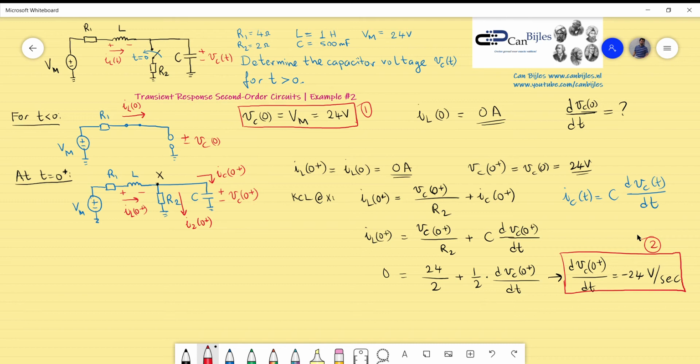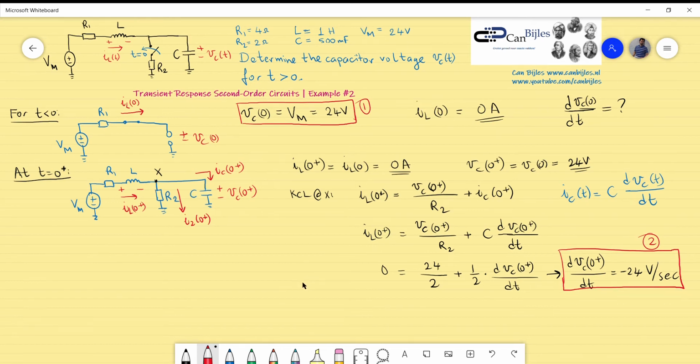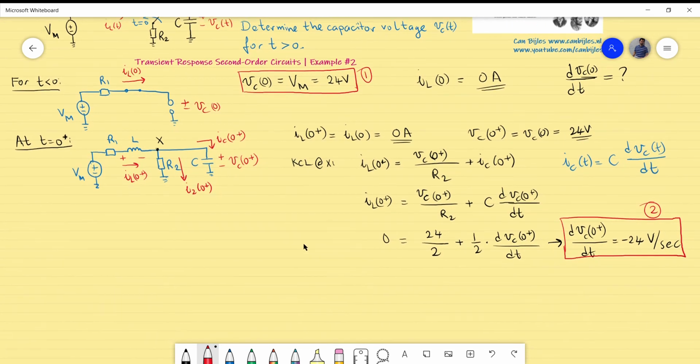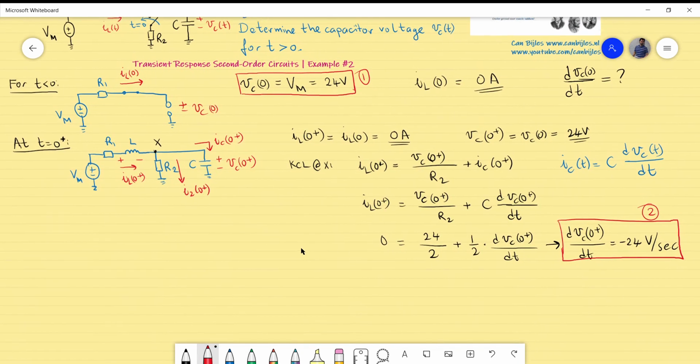Let's move on. The next step is determining the forced response, because this is the total response, which is actually a summation of the forced response and the natural response. So we start with the forced response, and then we will also look at the natural response, and we will combine the results and determine the unknown constant. So let's move on for the forced response.